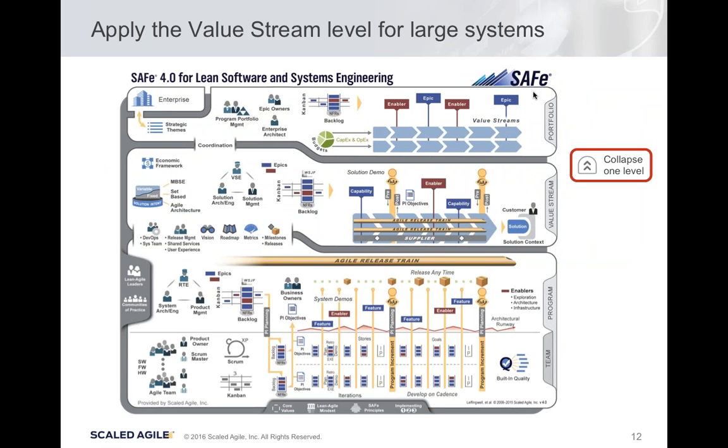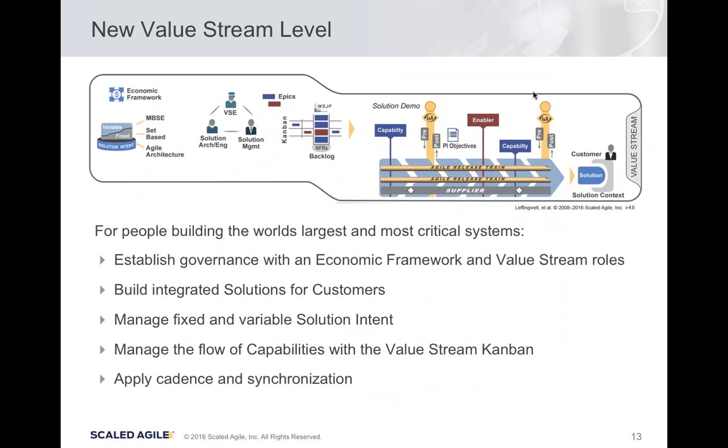This level is called the value stream level. The goal of this level is to help organizations where thousands of people work together on the same solution, so that they can be aligned and synchronized, build the largest, most critical systems, and have an economic decision framework in place: how to integrate the customer, how to work with the requirements at that level. So the value stream level is really for large systems where thousands of people are working together. How can we get cadence and synchronization there? That's the main difference in the framework.